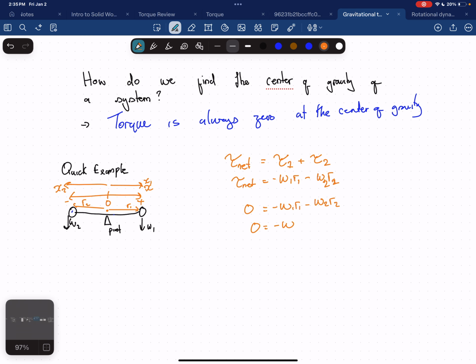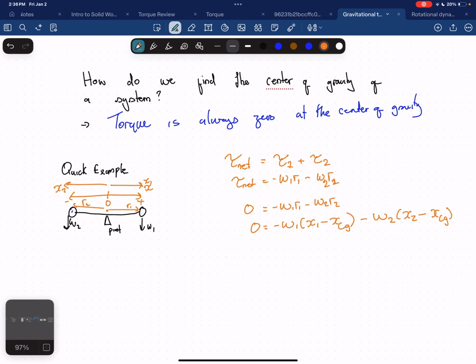So R1 is going to be x1 minus xCG, CG for center of gravity, minus omega 2 x2 minus xCG. All right. So now, what this allows us to do is, because the torque is 0, it allows us to find the point at which our system will balance. All right. And that point is xCG.